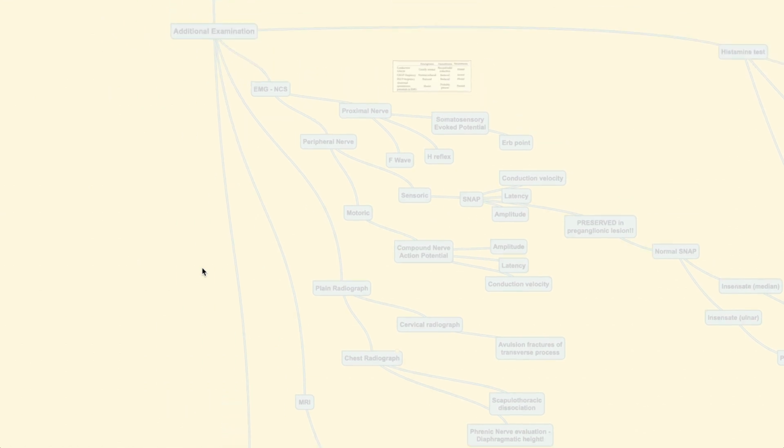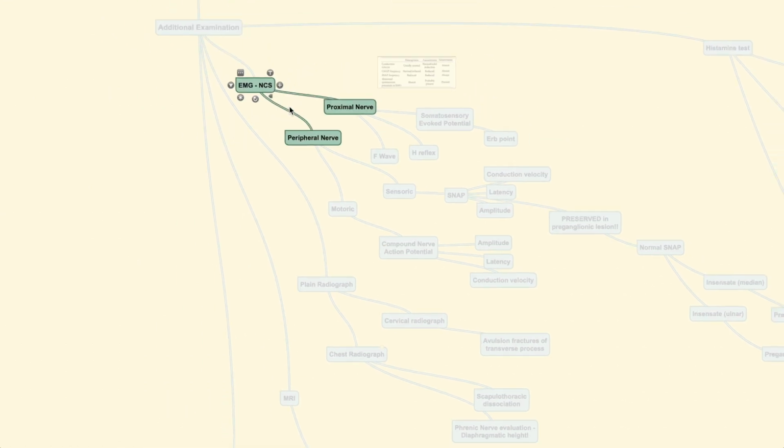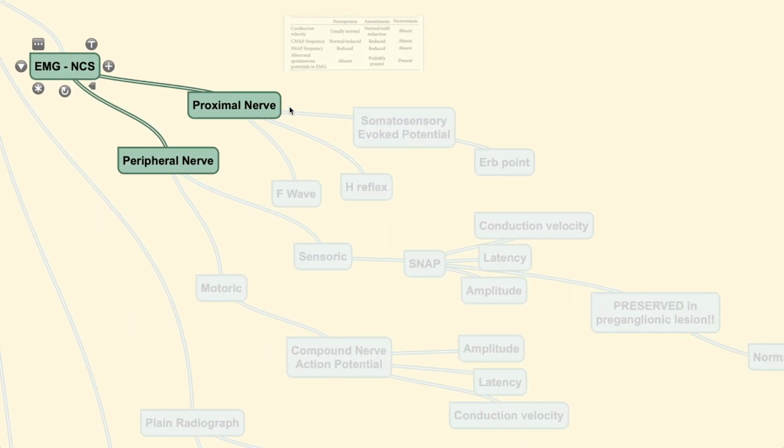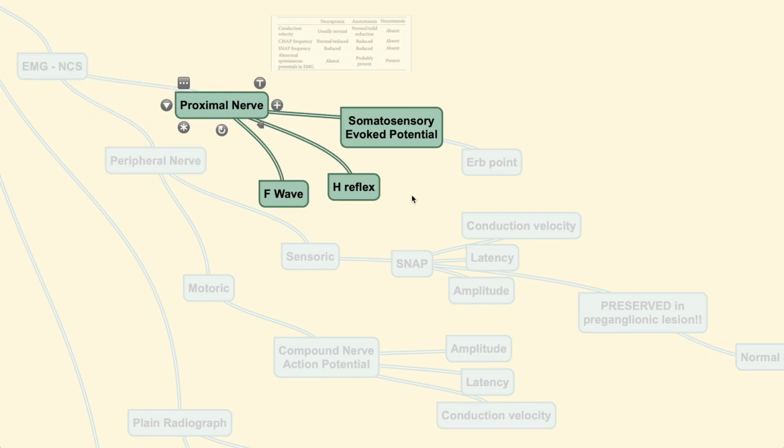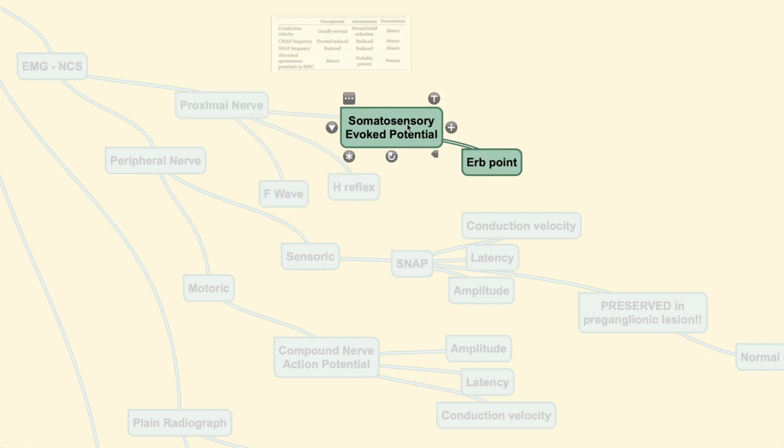Now, the other examination that you could do would be the EMG and nerve conduction study. Now, for the proximal nerve, you could evaluate it using various studies such as the H reflex, F wave, and you could do the somatosensory evoked potential test over at the ear point.